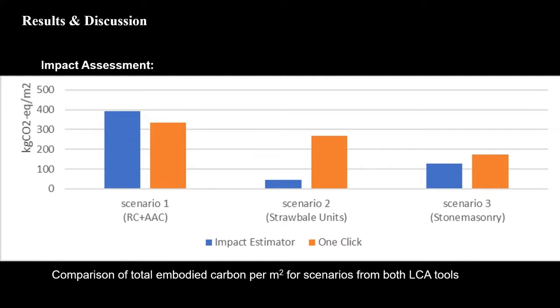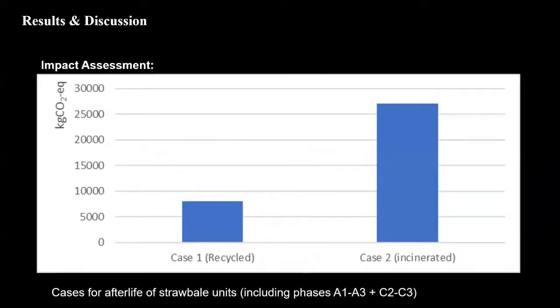the plant-based materials. Because if these materials are burned after their lifetime, all the carbon absorbed by them will be thrown to the atmosphere. The difference caused by different afterlife scenarios for the straw bale units can be seen on this graph. On the left bar, the straw bale units are properly downcycled, while on the right bar, they are burned. The difference is striking.